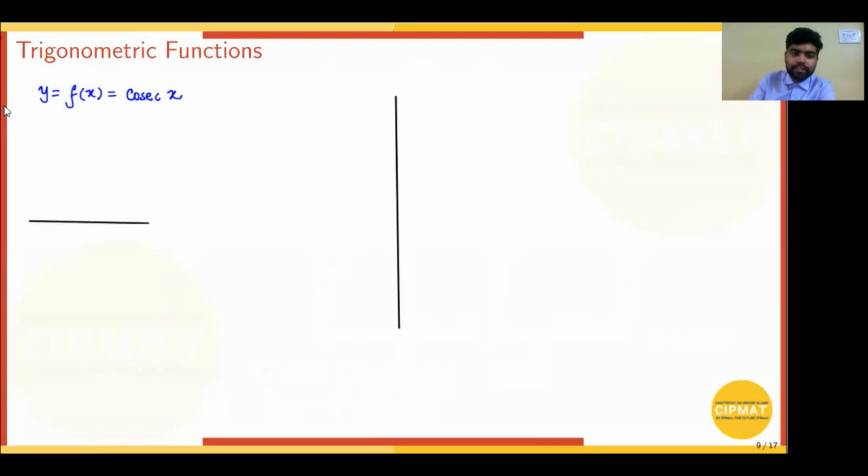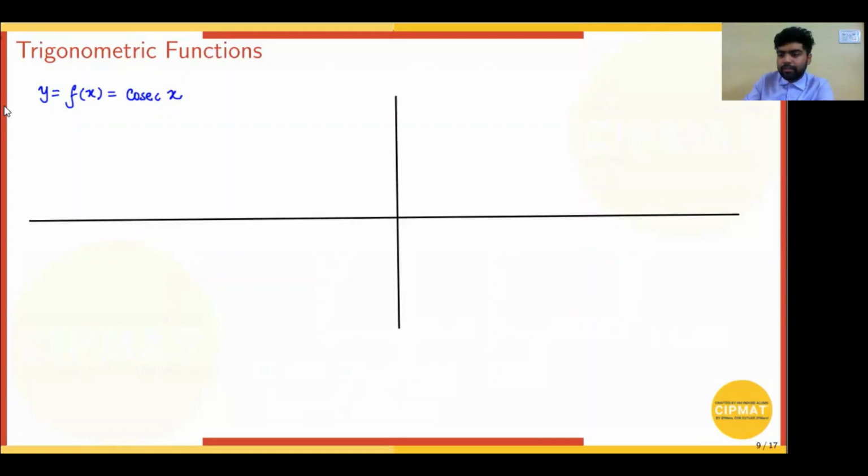Okay, anyway, so let's see the graph of y equals to cosec x. Here is my y axis, here is my x axis. Okay, this is x, this is y, and this time what I will do is I am again going to draw some asymptotes.